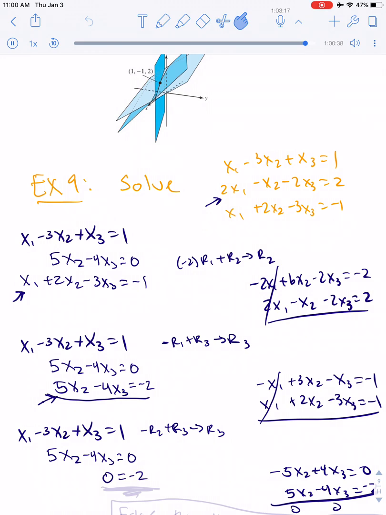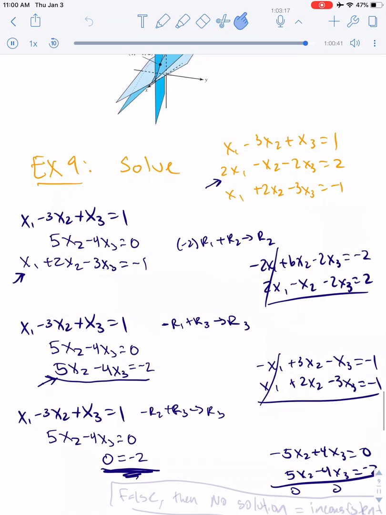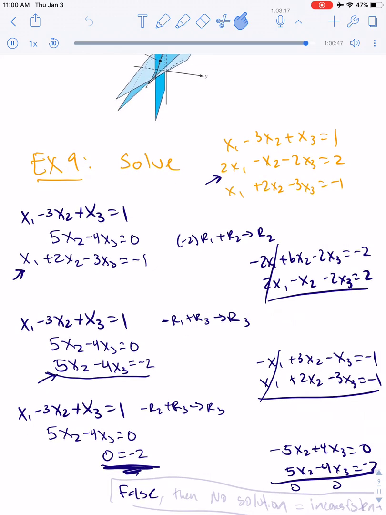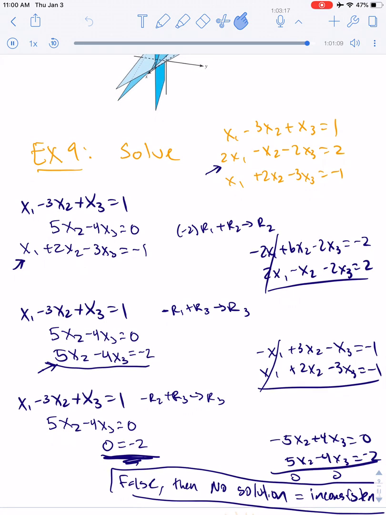0 equals -2. Now here is the problem. This is a false statement. And we've seen this before. When it's a false statement, that means there is no solution. So we just saw an inconsistent system. And there we have our solution. Okay, no solution.